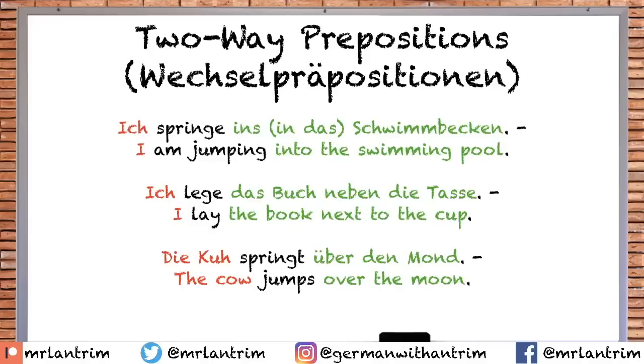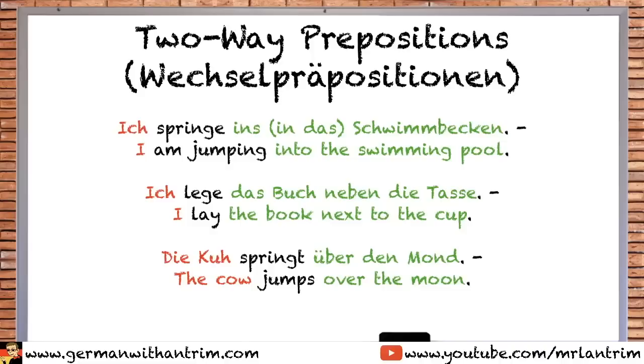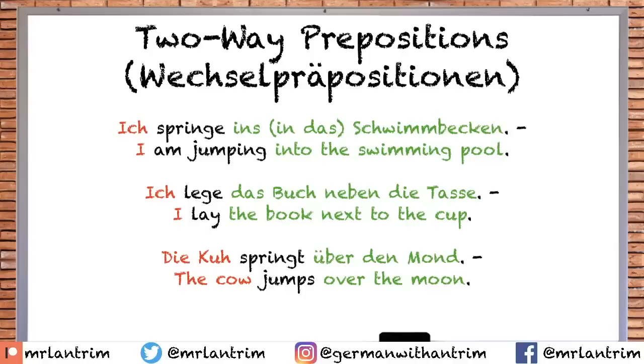Die Kuh springt über den Mund. Not over the mouth, but over the moon. The cow jumps over the moon. It wasn't over the moon before, but it's jumping into that position, and therefore accusative.